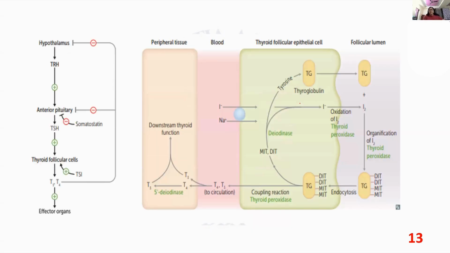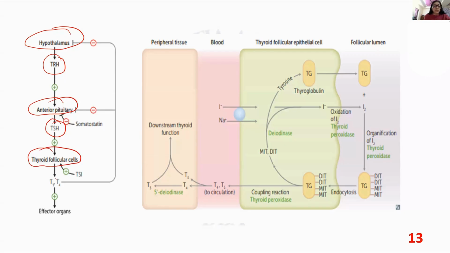So I will just give you a brief revision of everything and then I will revise with you again, because I know this is the most important part and this is the most difficult part also. So once again, how is the hormone released? From the hypothalamus comes what? TRH. This TRH acts on the anterior pituitary to give what? TSH. This TSH will act on the thyroid follicular cells to release what? T3, T4. And they will act in the body, that is the end organs or effector organs.